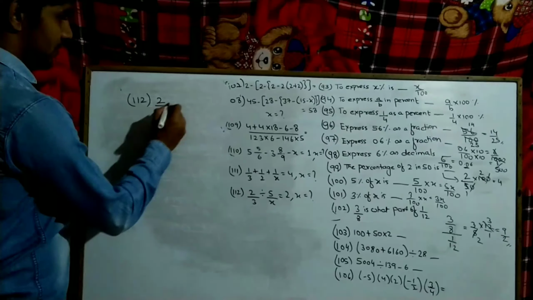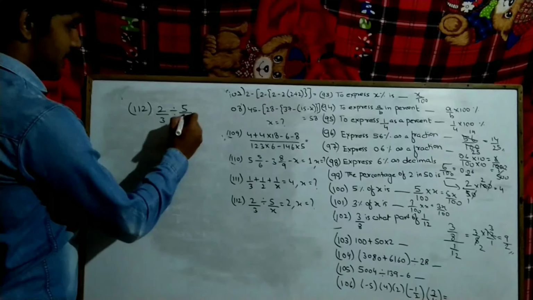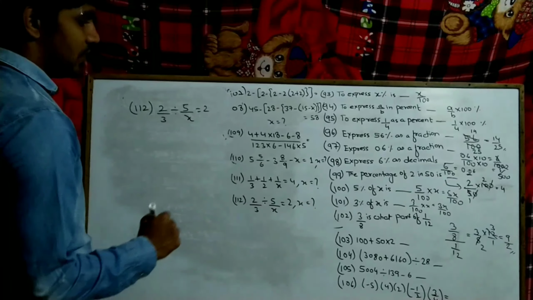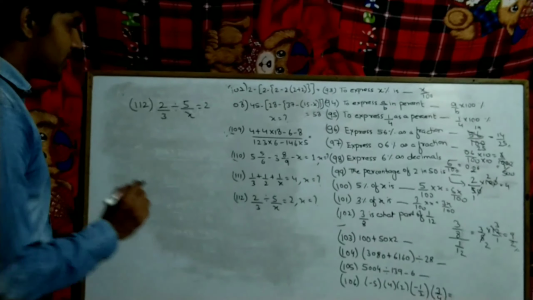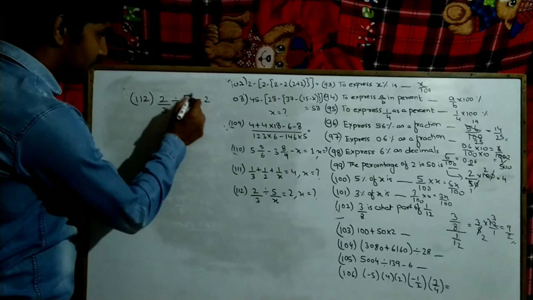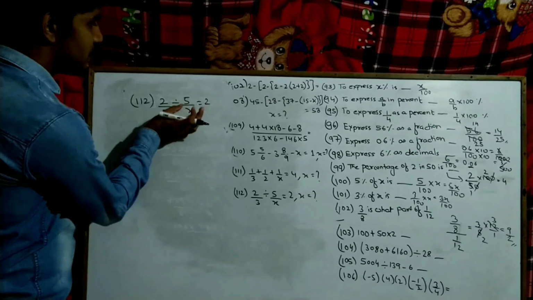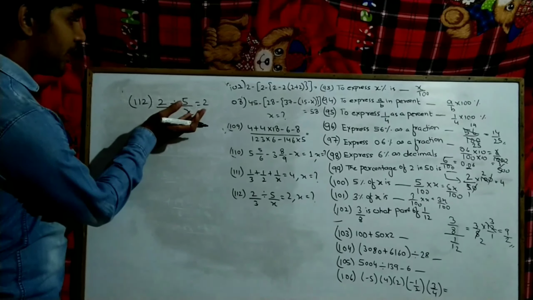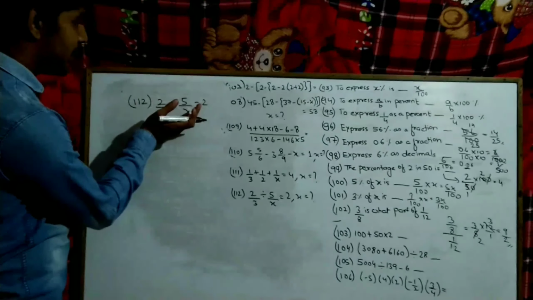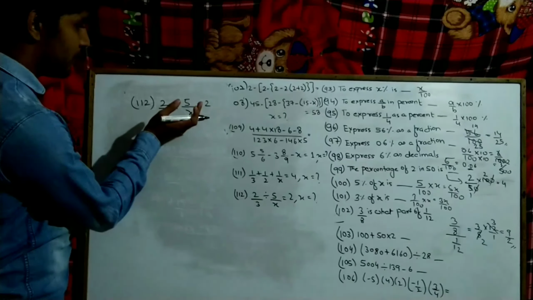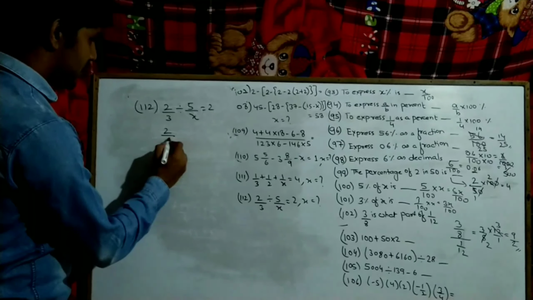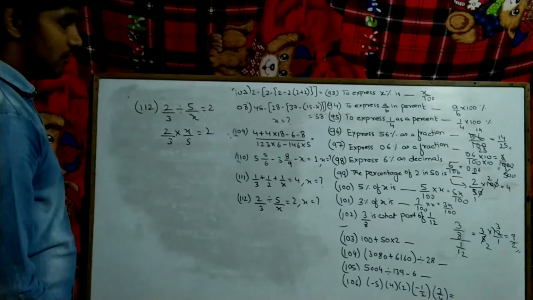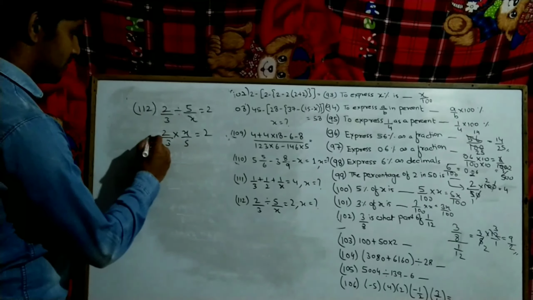2 by 3 divided by 5 by x is equal to 2. We have to find the x value. See, remember one thing, if division part is there and fractions are there, you just reverse the denominator to numerator and numerator will come to denominator. So 2 by 3 into x by 5 directly. Okay, just I am reversing.